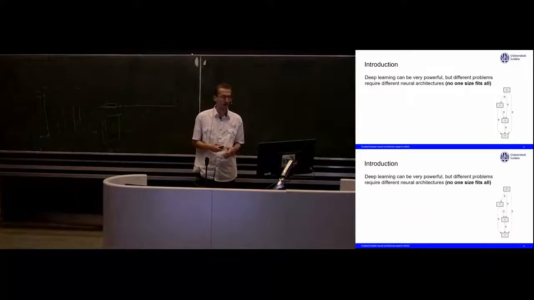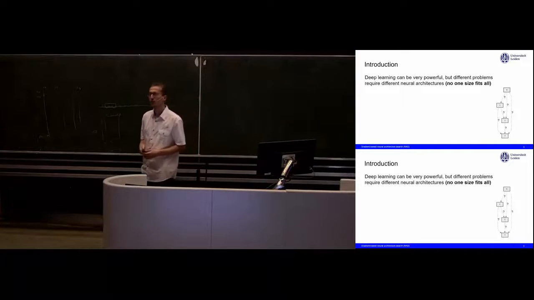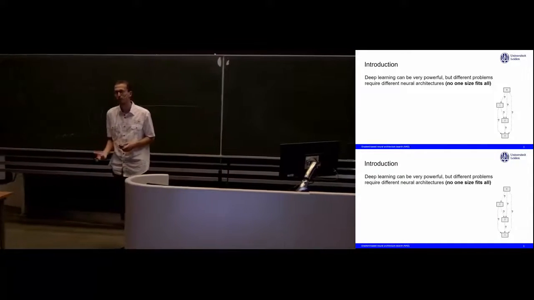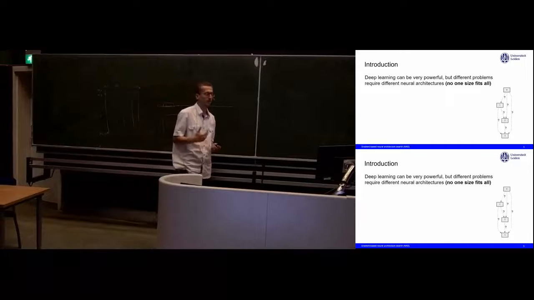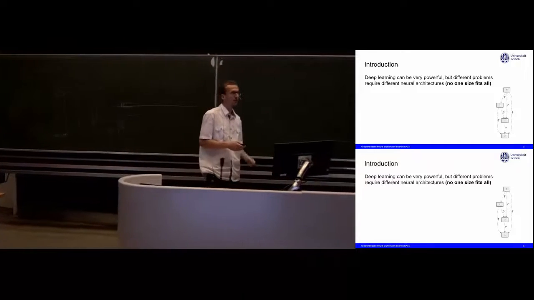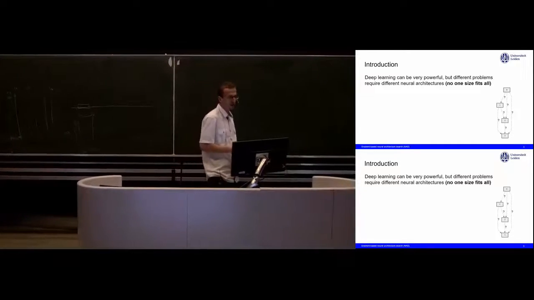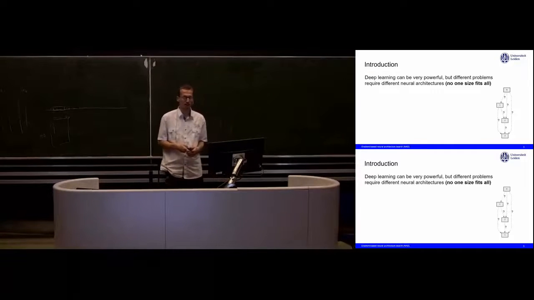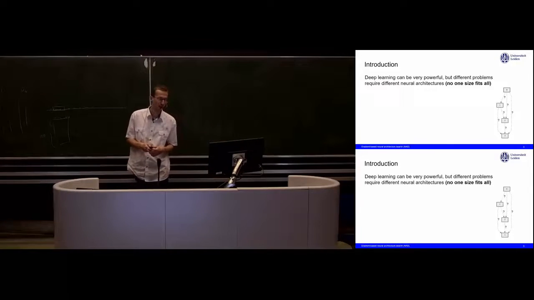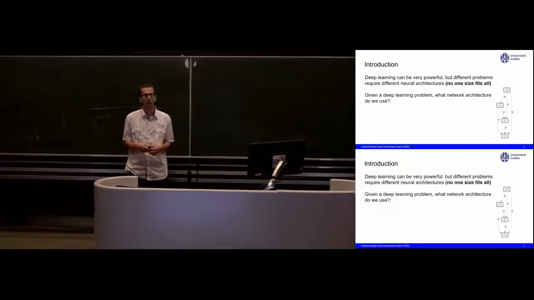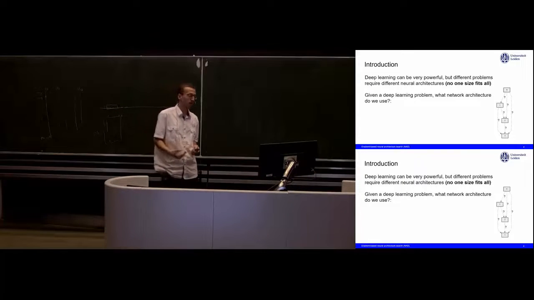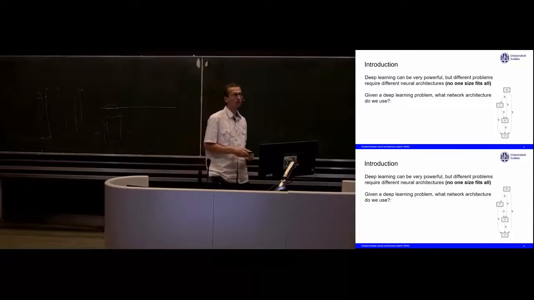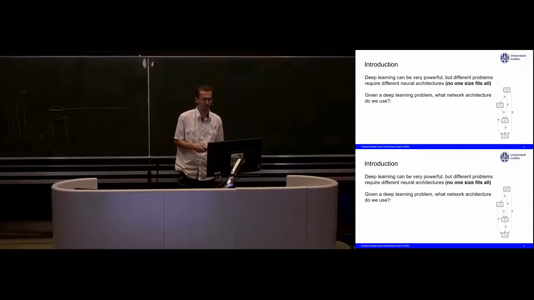As we all know, deep learning methods are very powerful, but also very problem dependent. There's no one-size-fits-all solution, and different problems require different neural architectures. So when we are presented with a deep learning problem, we have to come up with the neural architecture that we want to use in order to solve this problem.